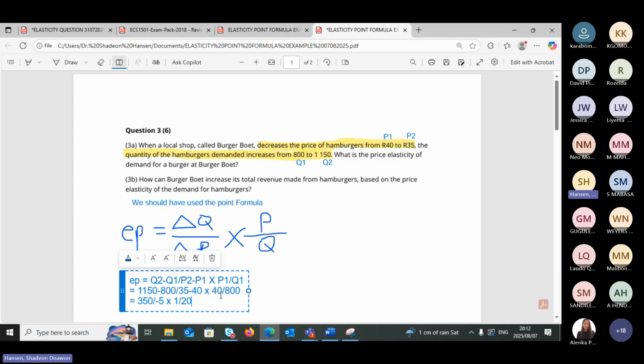Okay. Then we can do some further simplification because 350 divided by negative 5, right? That would give us negative 70. Okay. Negative 70, yes, that is our slope because we're calculating price elasticity of demand here, students. Remember what we've done last week, right? When we went through our notes.